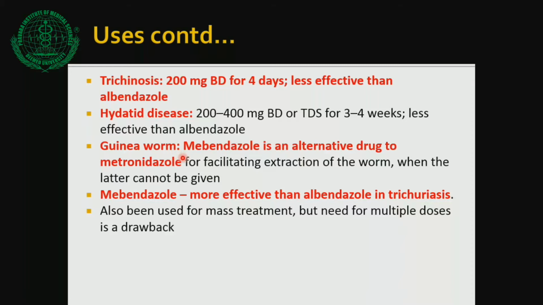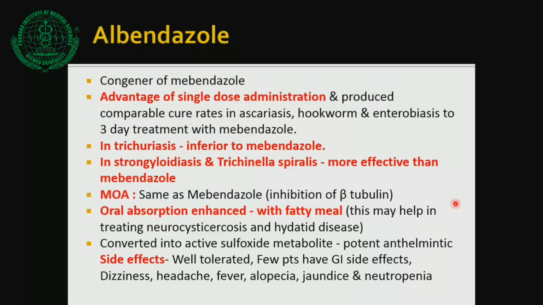Guinea worm, yes, mebendazole is an alternative to metronidazole. So for guinea worm we have seen the choice of drug is metronidazole, but if metronidazole cannot be given because of some contraindication, then we can prefer mebendazole or albendazole. Mebendazole is also more effective than albendazole in trichuriasis. So we have seen that in trichuriasis and Enterobius vermicularis, mebendazole is more preferred than albendazole.